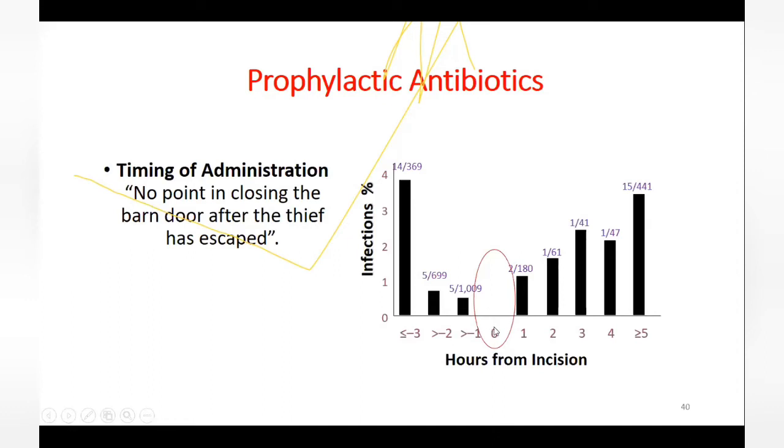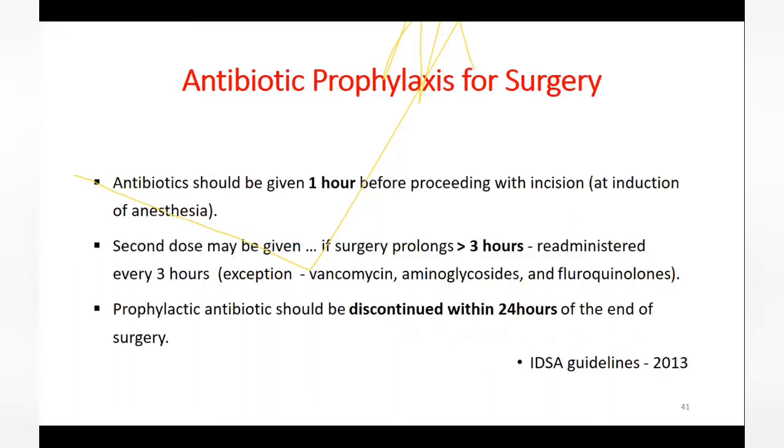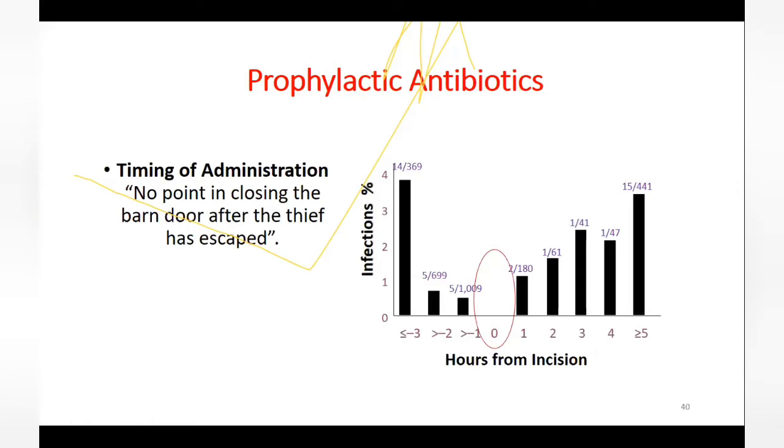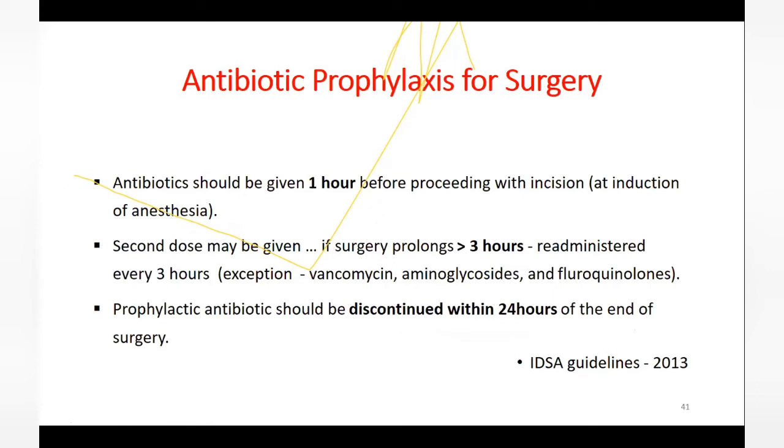The protocol differs for aminoglycoside. For aminoglycoside, it is 2 hours from the time of incision. So antibiotics will be given 1 hour before proceeding with the incision or at the time of induction of anesthesia. A second dose may be given if the surgery prolongs more than 3 hours, except for vancomycin, which is a once a day prophylactic drug, or aminoglycosides and fluoroquinolones.